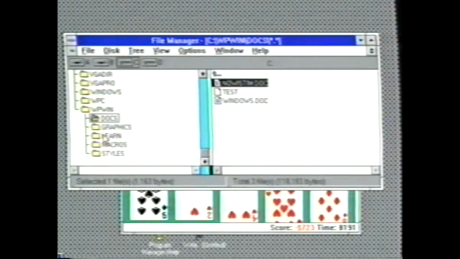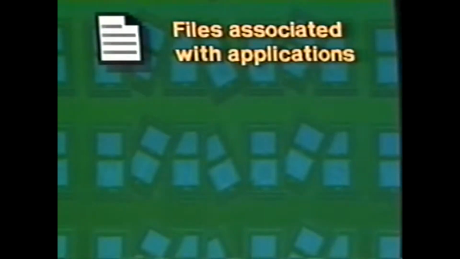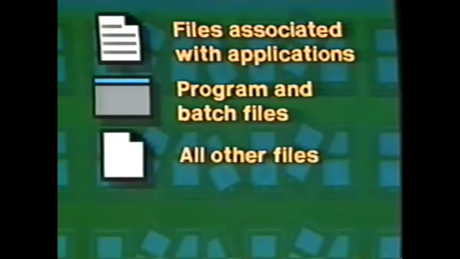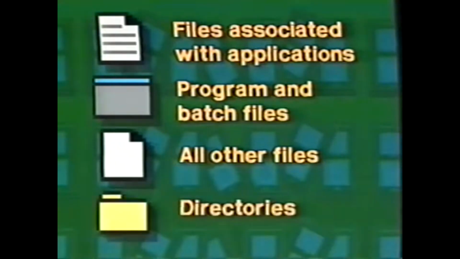Here are the different file icons you'll find in the Files directory. These page icons with lines in them represent files that have been associated. Double-clicking on these files will start the application that created the file and load that file. Double-clicking on a program or batch file icon will initiate that file in its ordinary fashion. This plain page icon represents regularly saved files, and this icon represents directories that house files and subdirectories.